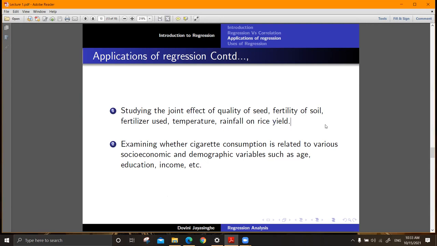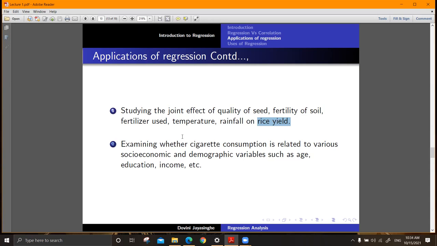Okay, sorry. So this study is to study the joint effect. Joint effect means the effect of a couple of factors, right? Of these on rice yield. Depending upon these factors, they measure the rice yield. So rice yield is the Y variable. Why? This rice yield depends on the quality of the seed, the fertility of soil, fertilizer used, temperature, and rainfall.